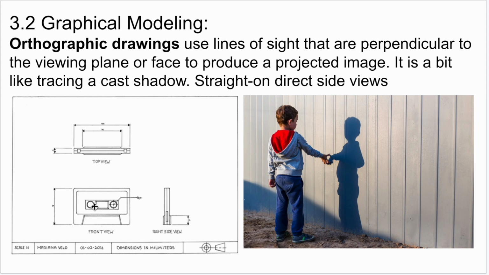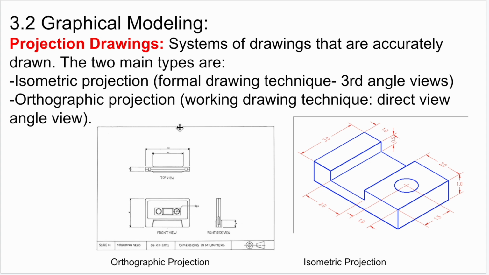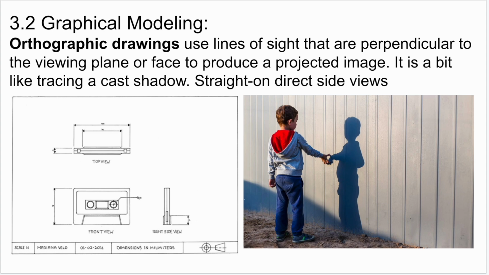In the front view, you're not seeing the right side and the left side or the top or the bottom. Compare that to an isometric drawing. On an isometric drawing, you're seeing this side and this side and this side. So really, you're seeing the left side, the right side, and the top side here. Whereas with an orthographic drawing, you're only ever seeing one side at a time. And like I say, it's a bit like casting a shadow.